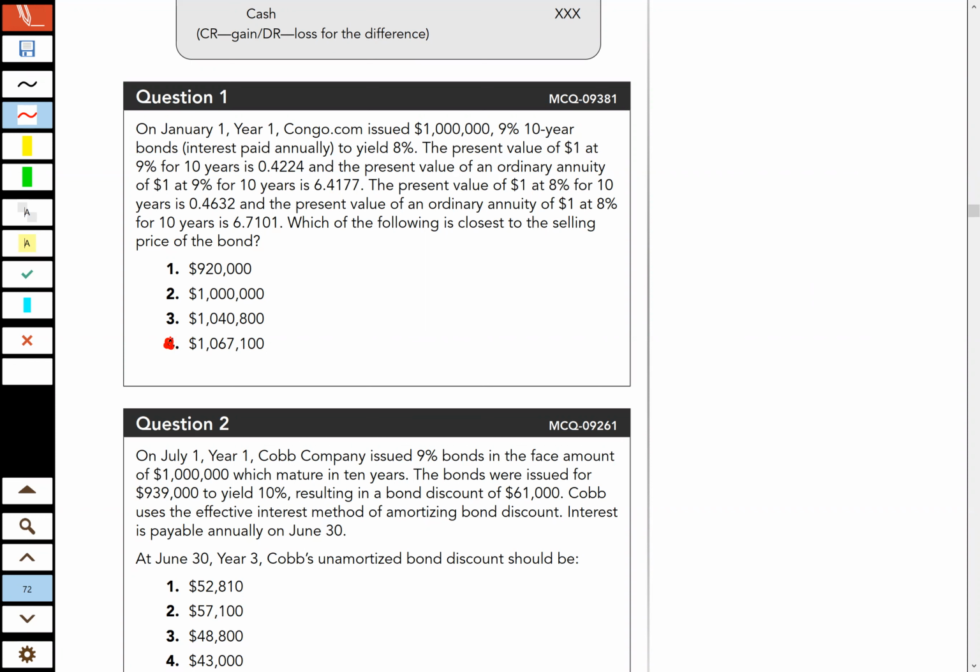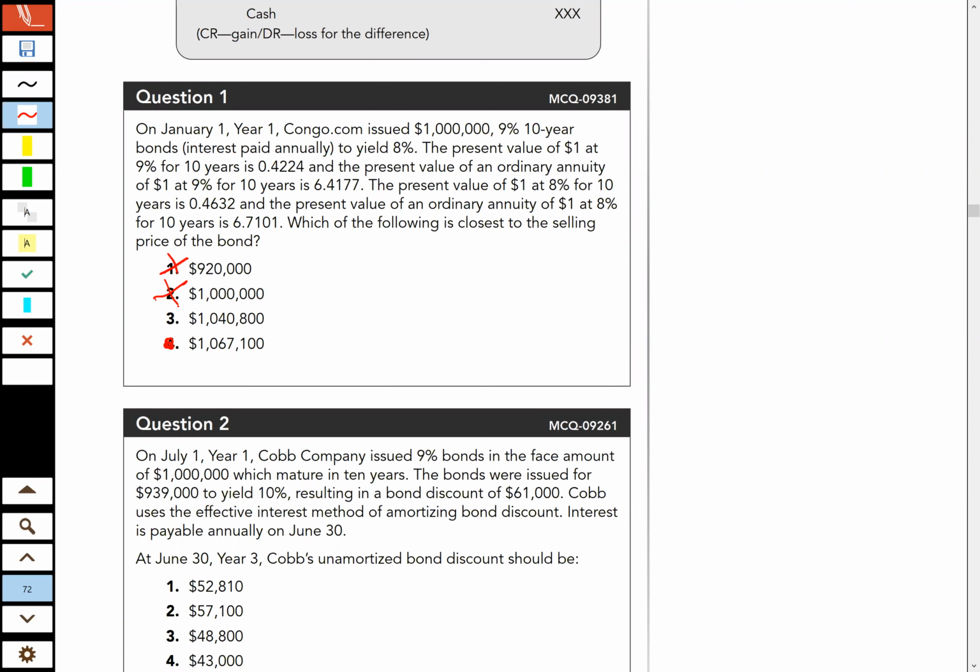Now, they say that they issued a $1 million, 9%, 10-year bond to yield 8%. So what's going to happen? Well, if it's a 9% bond and it's going to yield 8%, I know that this bond has to issue for more than face, right? People are willing to pay a premium on this. So I know it's not this, and I know it's not face. The only way it would be face is if the yield rate and the stated rate, the 9%, were the same. But they're not. So I can immediately eliminate 2 choices here.